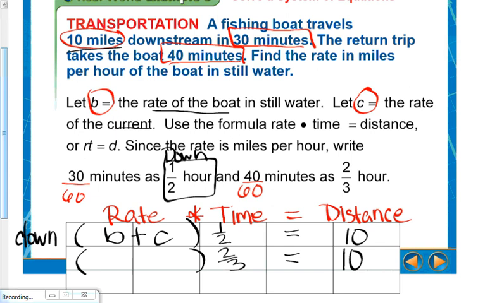When you go upstream, it's going against you. So here's the speed of the boat, but we're going to subtract the speed of the current. And now we've got our two equations, okay? So let's go ahead and write this out, and we're going to solve it.